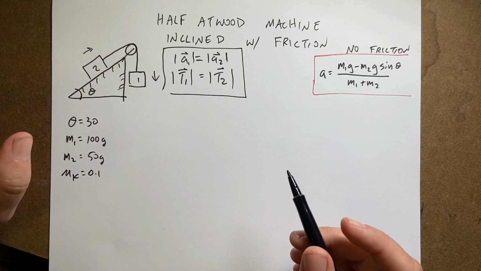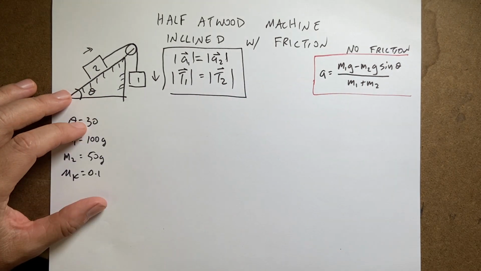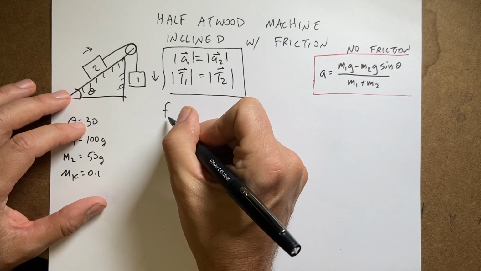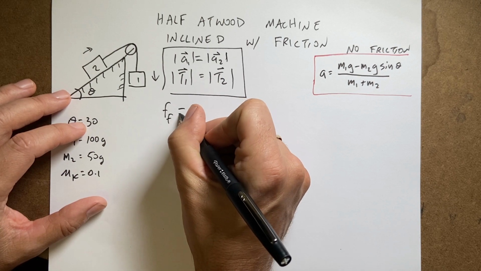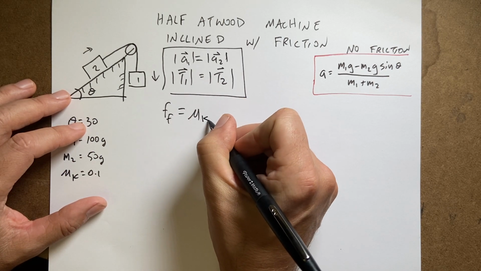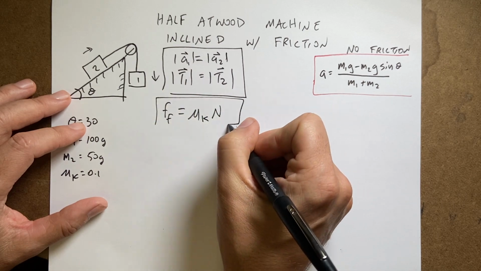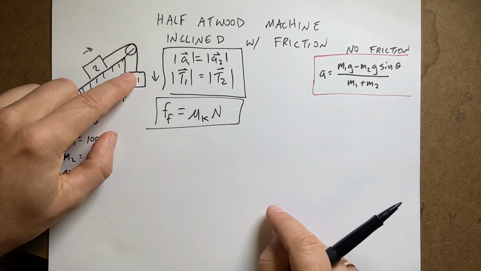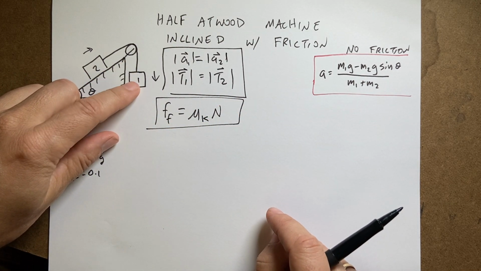Okay, so I'm going to start off. Oh, and the other thing I need to know is, let's just say it's sliding. I'm not going to even worry about static friction. So I'm going to use that the frictional force magnitude is equal to the coefficient of kinetic friction times the normal force. Okay, let's start with this mass right here because it's easier.